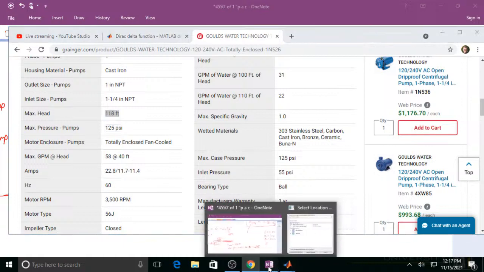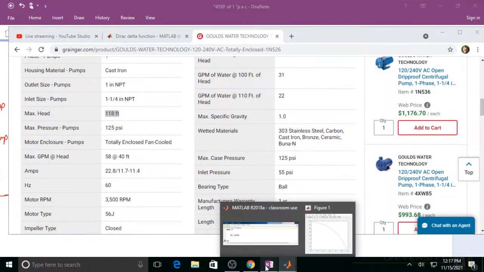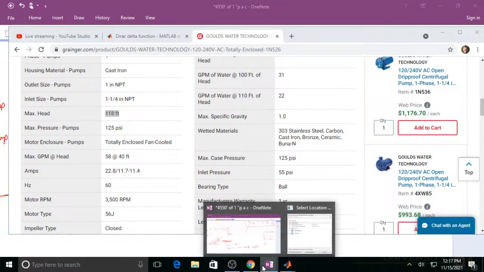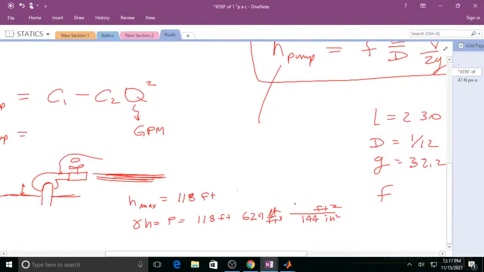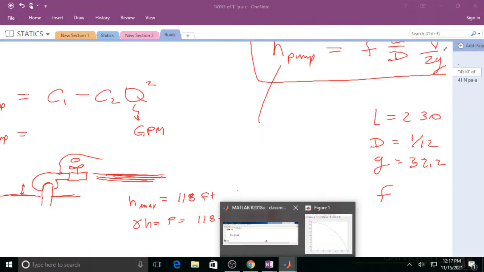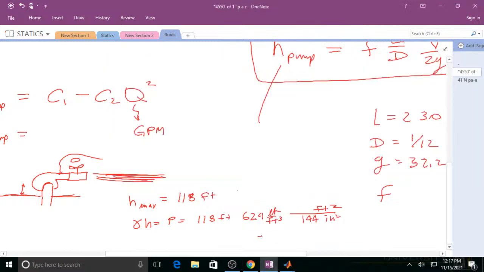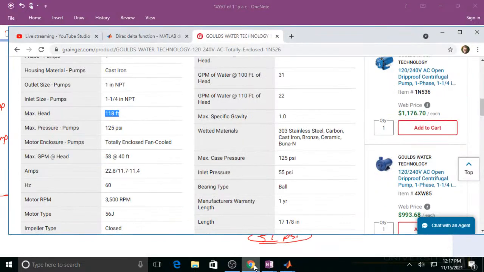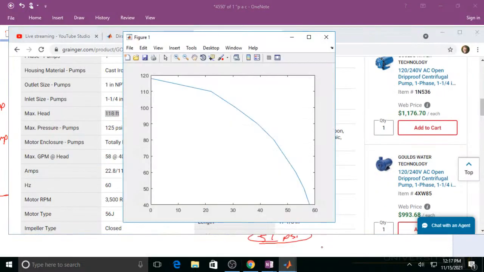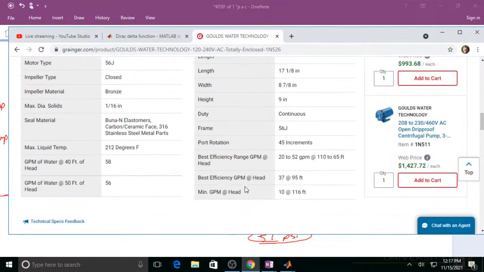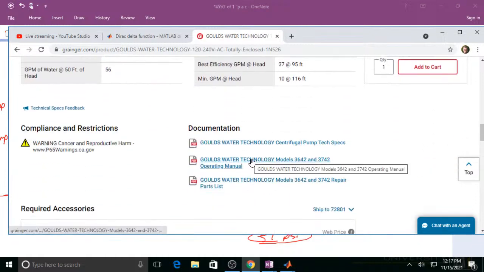So this thing apparently can push out, where did it go? Oh, here we go. It can apparently push out, and I've already forgot, what was it? 51 PSI. It can push out that much. The pump curve itself sits in here and looks like that. Let's see how close we came to it by looking at the website.